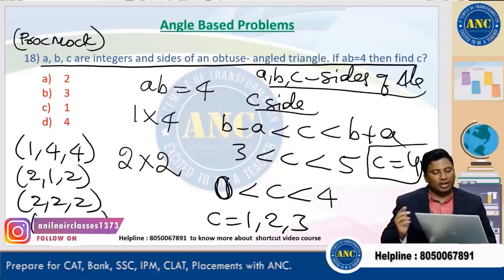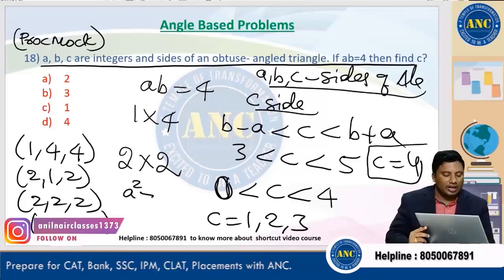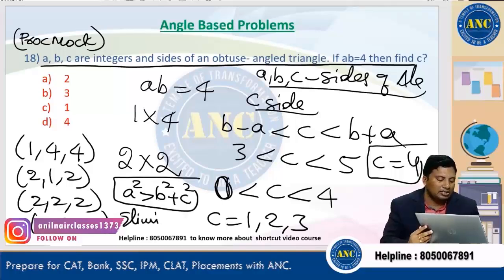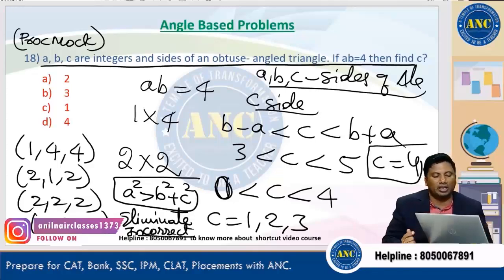Check if they are forming the sides. Check by using the property A square greater than B square plus C square, which is the condition for an obtuse angled triangle. Eliminate the incorrect cases which do not satisfy the property. I just took the sides which satisfy the condition that ABC are the sides of a triangle. Then use the condition A square greater than B square plus C square. If each one is less than the other two, then it is not.